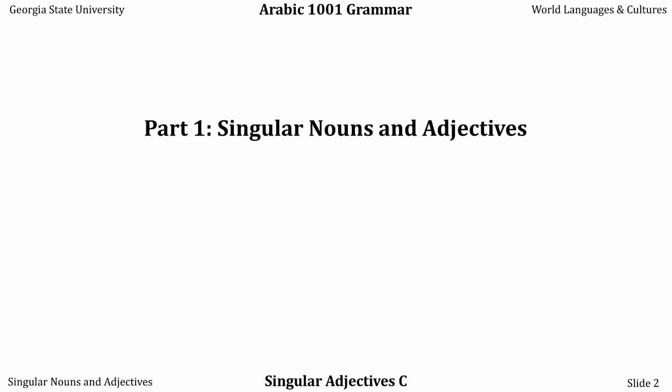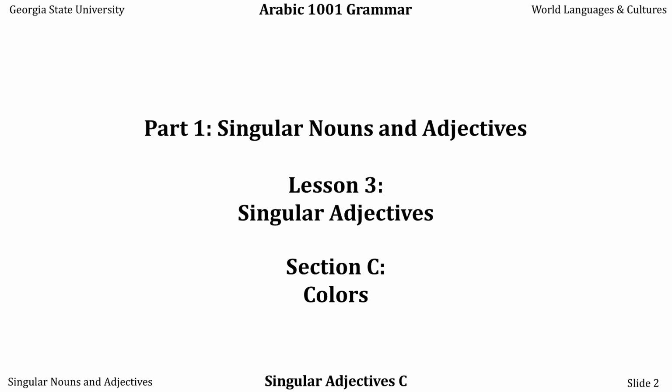In this first part of the course, we are addressing singular nouns and adjectives. In this lesson, we have discussed singular adjectives, and now we are moving on to the final section of this lesson, where we will learn about colors. You should consider this section something of an addition to the regular lesson. You don't need to learn this if you truly don't want to. It's not the sort of thing that should be on an exam for first semester Arabic, but students enjoy describing things with colors, and they're not that difficult to use, so let's take a look at them.